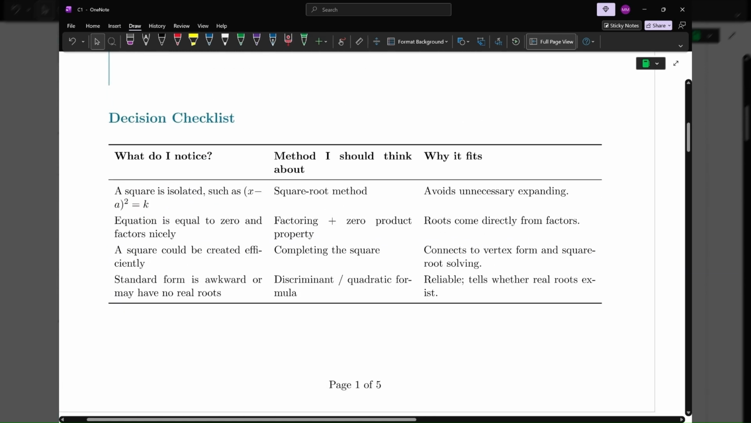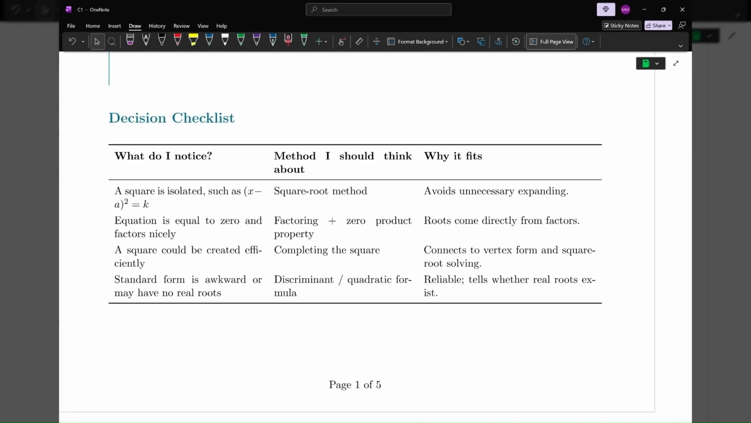So, a couple of things we're looking for generally. Again, you're not memorizing this checklist. This is just to help you parse through this information. One structure is an isolated square. If you have a square isolated, why not just square root both sides and move on with your life? Secondly, what if we have an equation equal to zero and it factors nicely? In that case, you're probably just going to factor and then use your zero product property. Third, what if we could really quickly create a square? Then you're just going to complete the square, and then move back to the square root method.